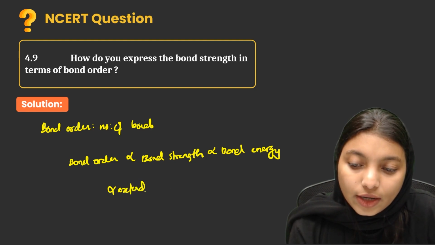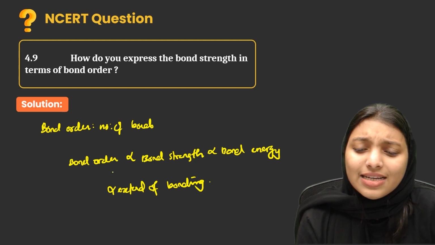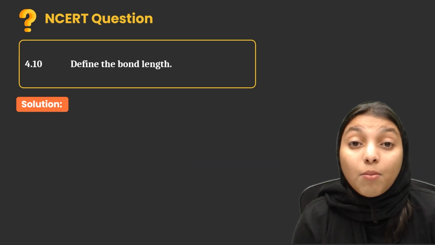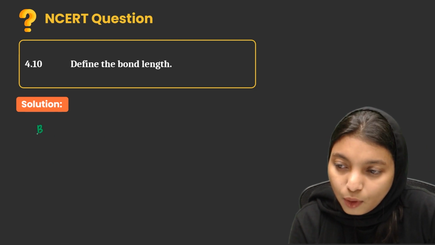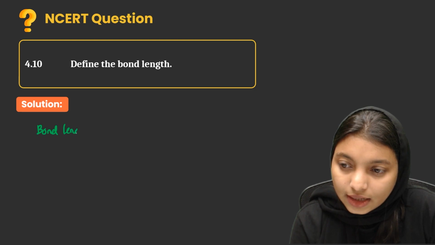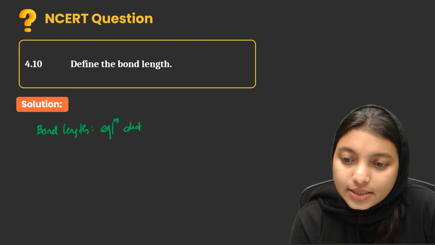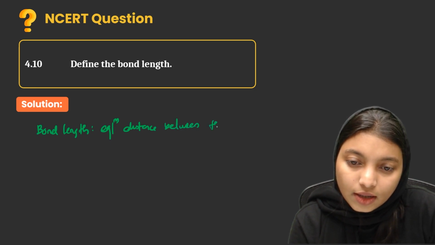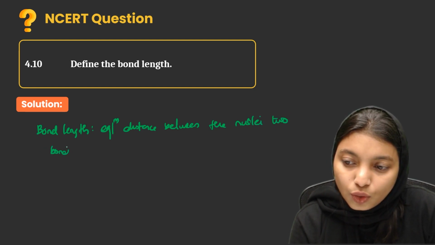The extent of bonding also increases. Simple as that. I hope you understood the answer for this question. Define the bond length. Simply saying, bond length is the equilibrium distance between the nuclei of 2 bonding atoms.